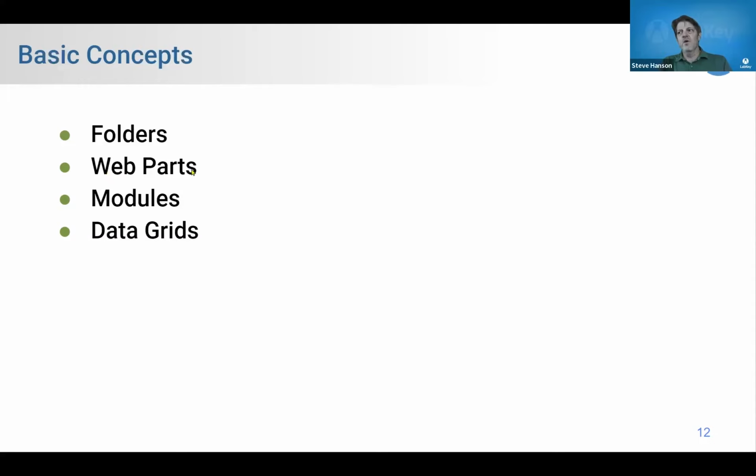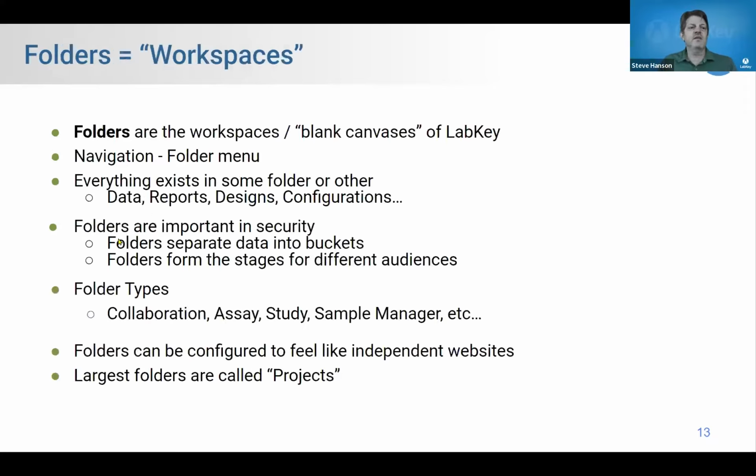Web parts are like panels, and they are the tools. I've been saying that LabKey is a giant toolkit. Web parts are the tools. There are hundreds of different web parts. They each do a different kind of thing. We'll take a look at that. Modules are like the toolkits. They're the functional sets of LabKey. And data grids are the basic data presentation. They're the foundation of data presentation in the server. Everything starts with the data grid. And we'll get into that. So let's take a look at these in more detail.